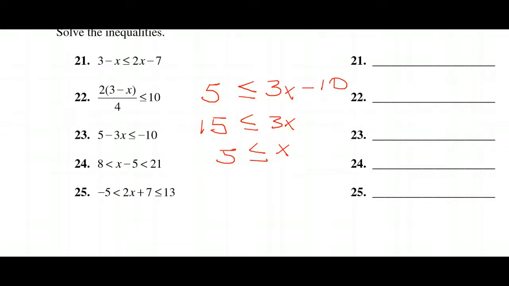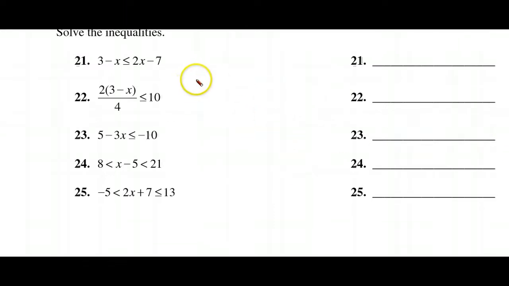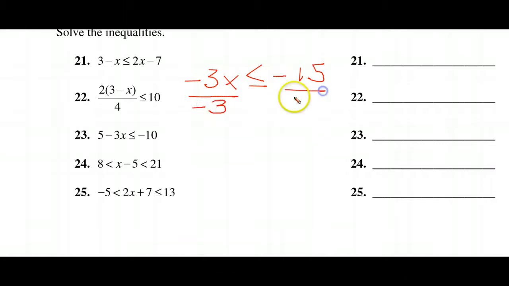Now, let me do it the other way too, just to show you. So I have a negative 3x is less than or equal to, going to bring this over. This becomes a negative 15. Now I'm going to divide by a negative. In so doing, I have to reverse the direction of my inequality. So this becomes a positive x is greater or equal to 5, and that's what we had.